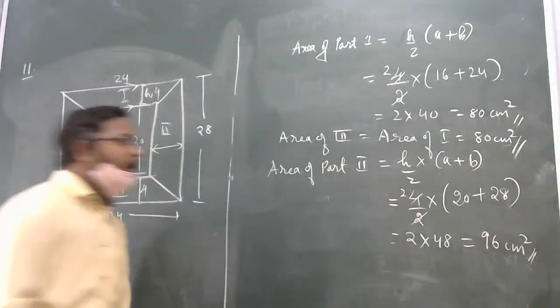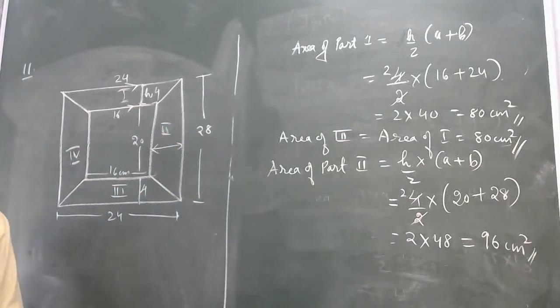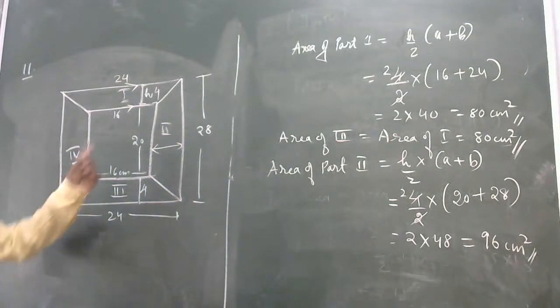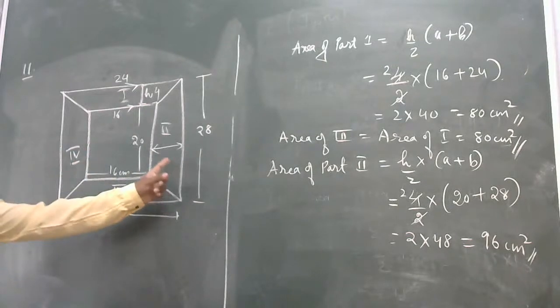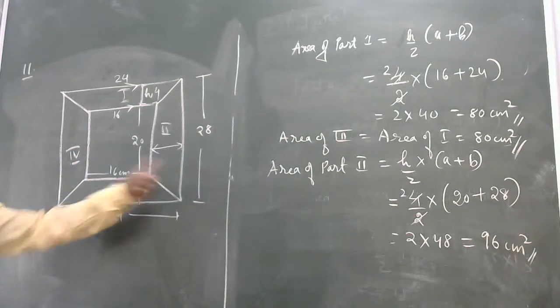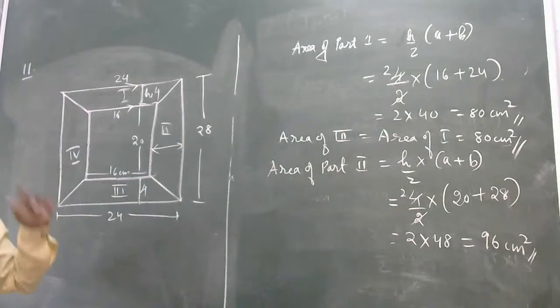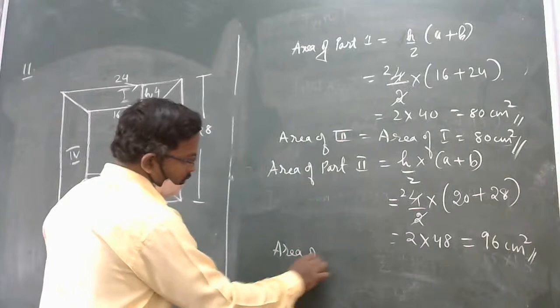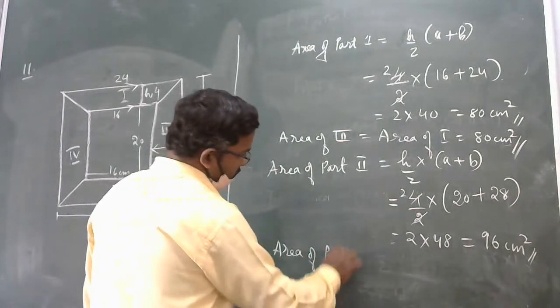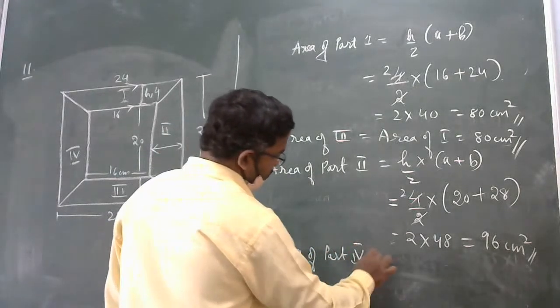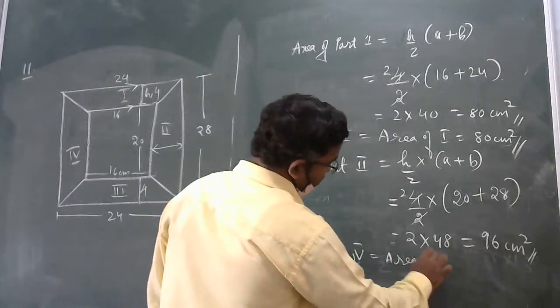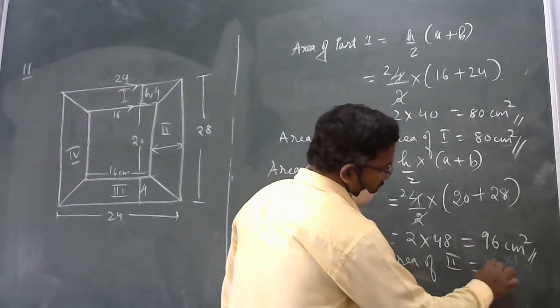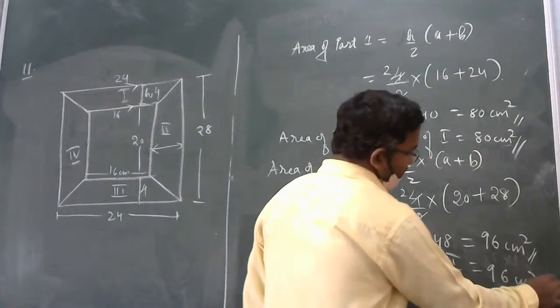So area of part 2 we got as 96 centimeter square, and part 4 will be equal to the area of part 2 because both are having the same shape. So area of part 4 will be the area of part 2, that is 96 centimeter square.